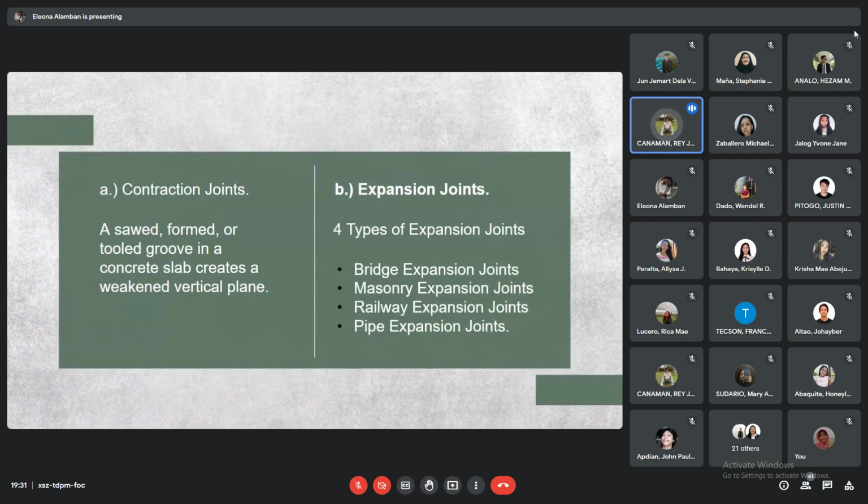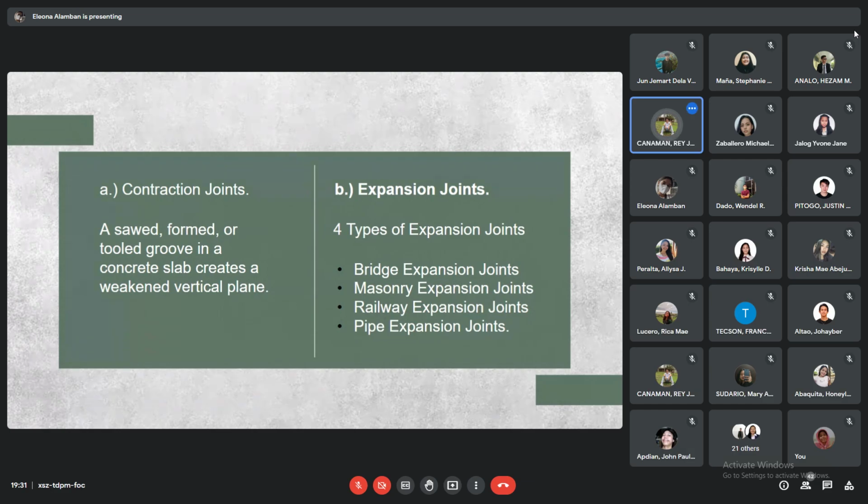So the contraction joints. A contraction joint is a sawed, formed or tooled groove in a concrete slab that creates a weakened vertical plane. It is usually one-fourth to one-third the depth of the slab, and typically spaced every 3.1 to 15 meters. Next is the expansion joints.